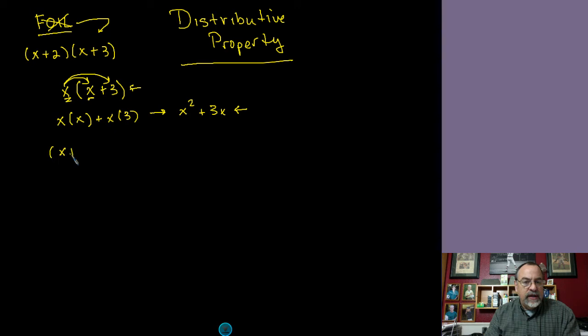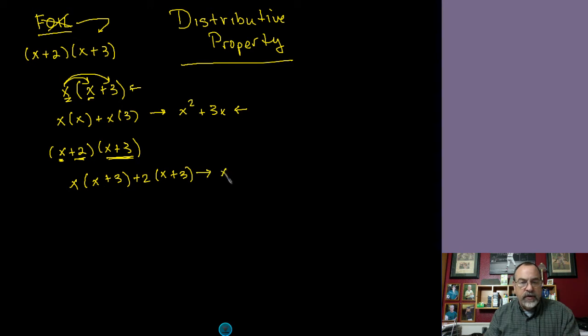Now let's take an x plus 2 times an x plus 3. And again, this looks like a FOIL, but it's actually the distributive property, because what I'm going to do is take this x that's in this binomial, and multiply it by both of these. So I'm going to distribute it to both of those. And then I'm going to take this positive 2, and multiply it by both of these. I'm going to distribute it to those two. So actually, I'm doing the distributive property.